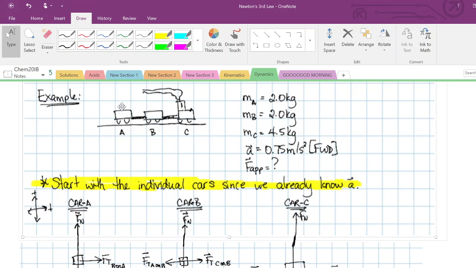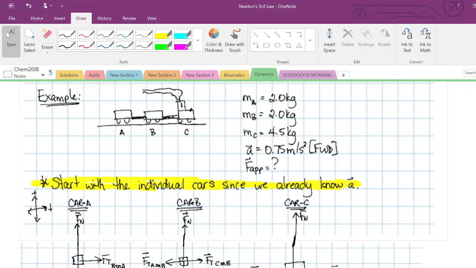Now, car A back here, the only reason car A is being pulled is because car B is pulling it, right? So the engine is pulling car B and car B is pulling car A. Okay? So what's happening here is there's a force of tension on this connector rod that is coming from car B pulling car A. And that's the only force being exerted in this horizontal direction.